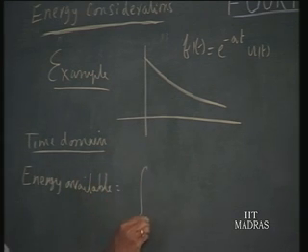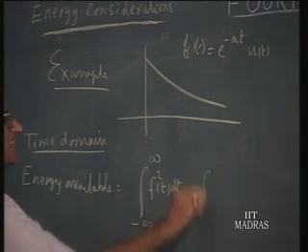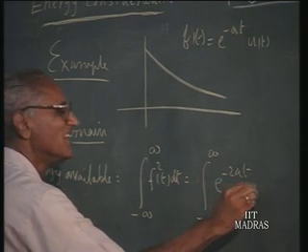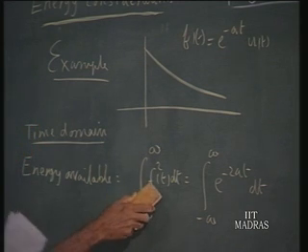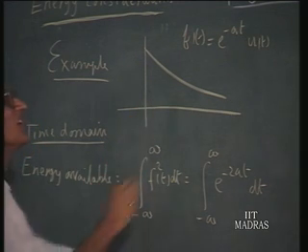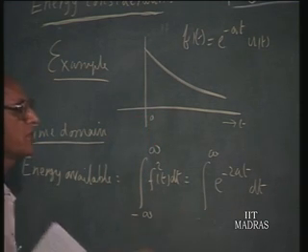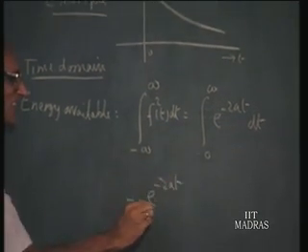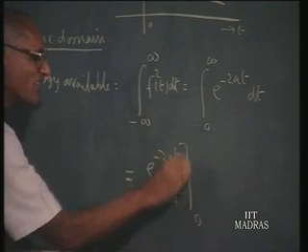from integral from minus infinity to infinity of f square t dt, that is minus infinity to plus infinity of e to the power of minus 2 a t dt, but this lower limit is not correct because f square t exists only from t equals 0 to infinity. Therefore, you have to substitute here from 0 to infinity e to the power of minus 2 a t dt. Therefore, this will become e to the power of minus 2 a t divided by minus 2 a evaluated between 0 and infinity.